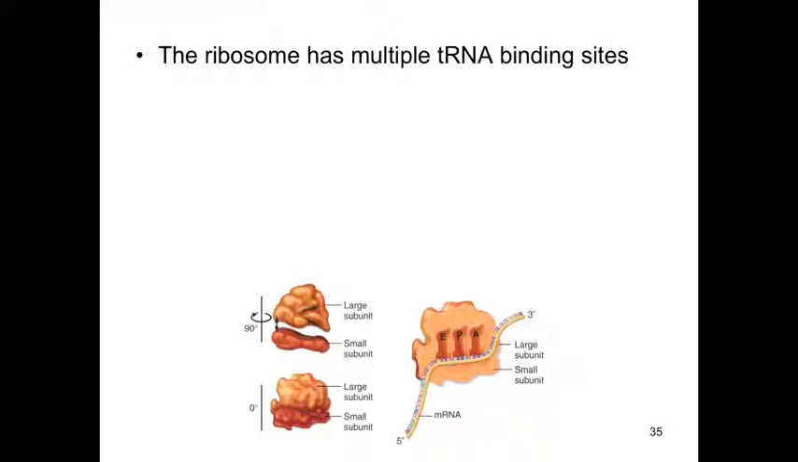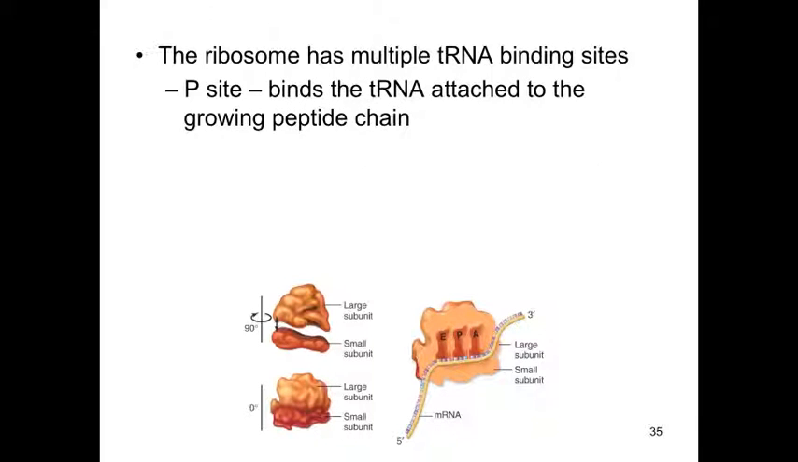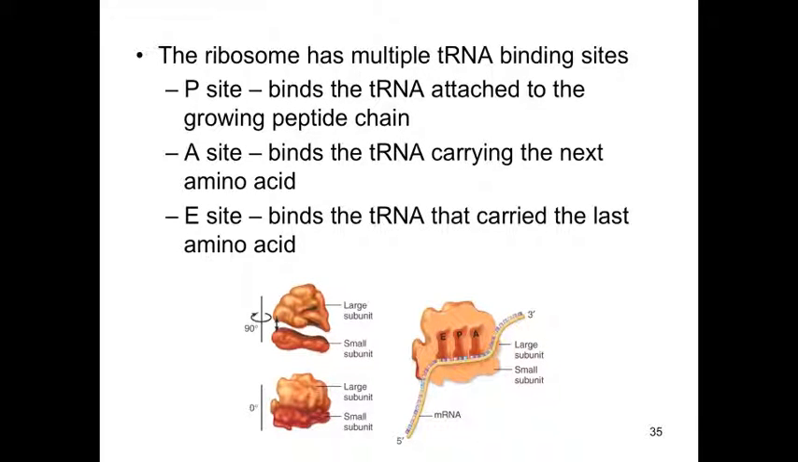Now let's look closer at the ribosomes. Ribosomes have multiple tRNA binding sites. There's a P site, an A site, and an E site. A ribosome is composed of a small subunit and a large subunit.